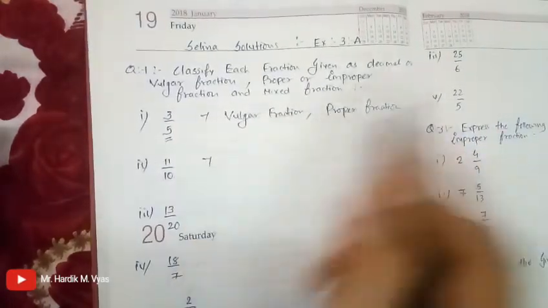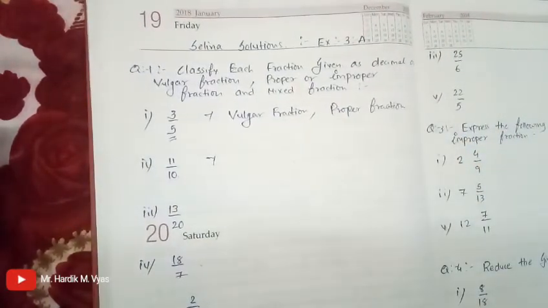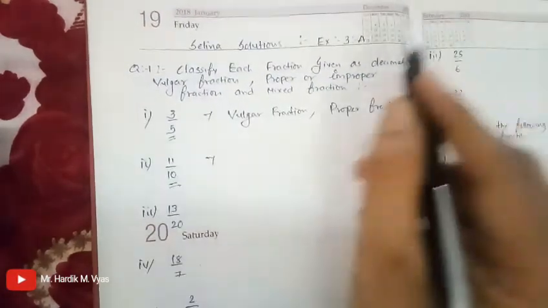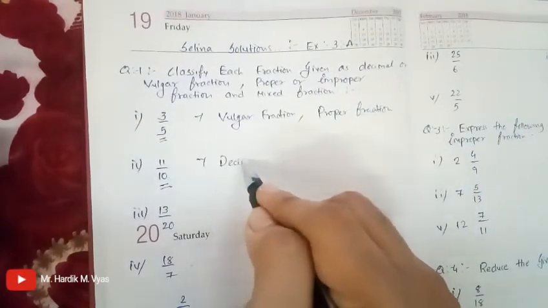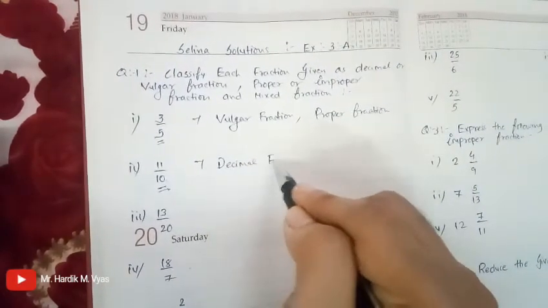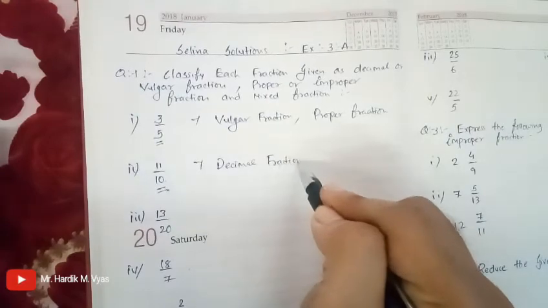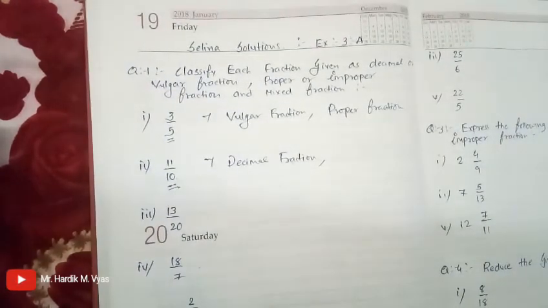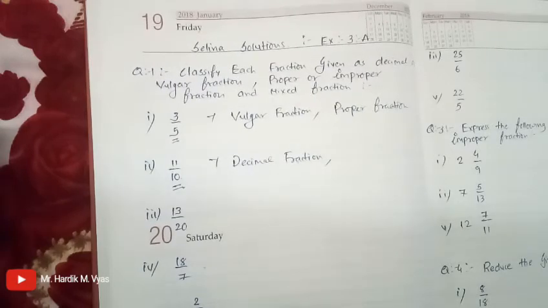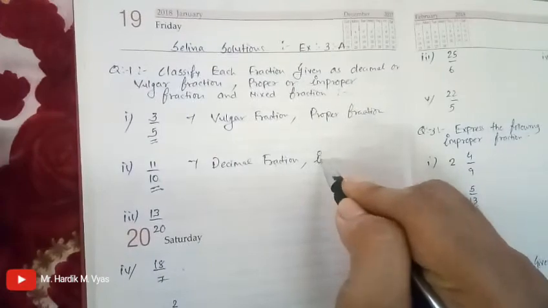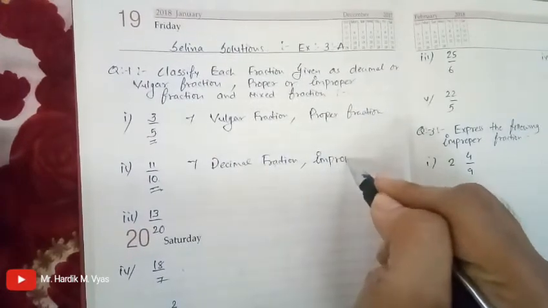Okay, let's check the second one. Here we can see that the denominator is 10. If the denominator is 10, then that is a decimal fraction. Now in this one, we can see that the numerator is greater than the denominator, so that means this is an improper fraction.